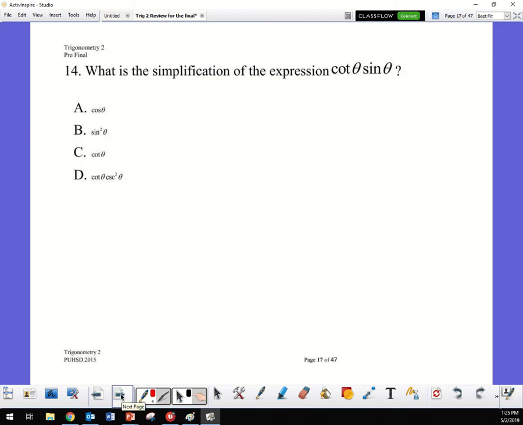Okay, what's the multiplication of the expression cotangent times sine? Now, again with my x's and y's, cotangent is what over what? X over y. So let's do x over y times, what's sine? Y over r, and in this case r is always 1. Very good. So what's going to happen? Y is going to cancel, so I'm left with x over 1, which is cosine.